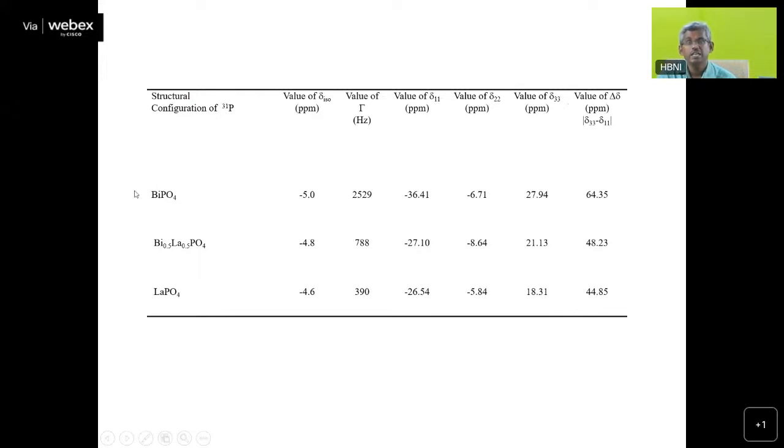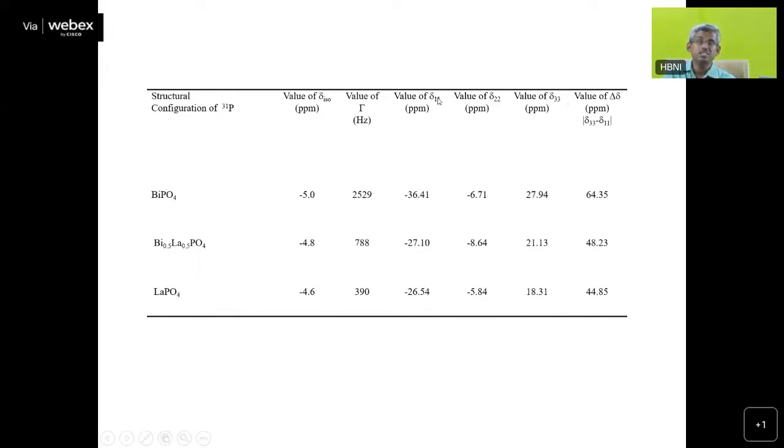You can see here for bismuth phosphate, sigma 11 and sigma 22 are of relatively higher magnitude. As you go to lanthanum phosphate, it decreases: minus 26, minus 36 has become minus 26, minus 6 has become minus 5, 27 has become 18. So the values are relatively lesser, the chemical shift anisotropy or the components of chemical shift values.